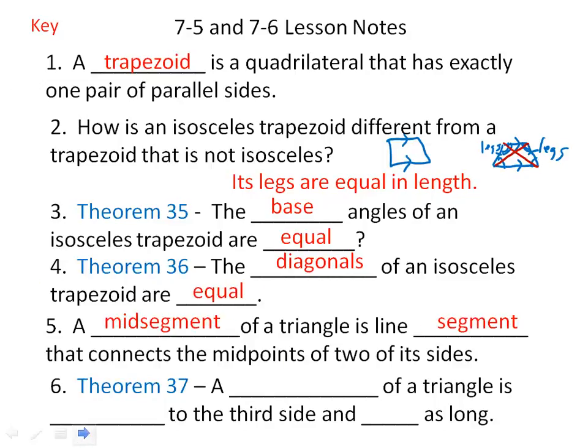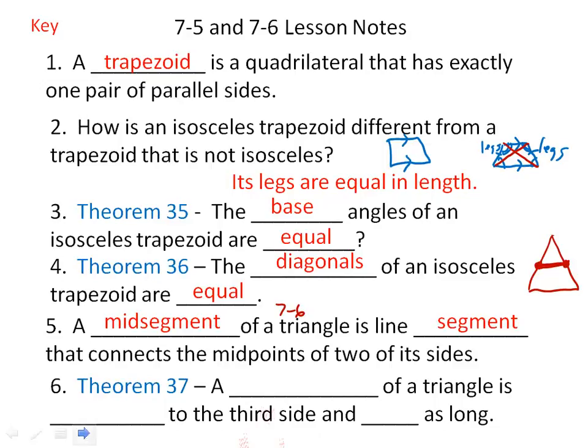And a midsegment of a triangle is a line segment. This is 7-6 here. It connects the midpoints of two sides. So what is a midsegment? If these are the midpoints of that triangle, then this is the midsegment here. The segment that connects the midpoints of two of the sides of the triangle.